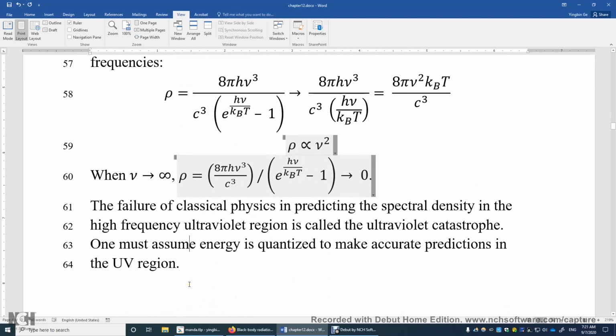In summary, the failure of classical physics in predicting the spectral density in the high frequency range, especially the ultraviolet range, is called the ultraviolet catastrophe because the theoretical prediction from classical physics deviates from the experimental data completely. We have to assume energy is quantized to make accurate predictions in the ultraviolet region. That's what Planck did.